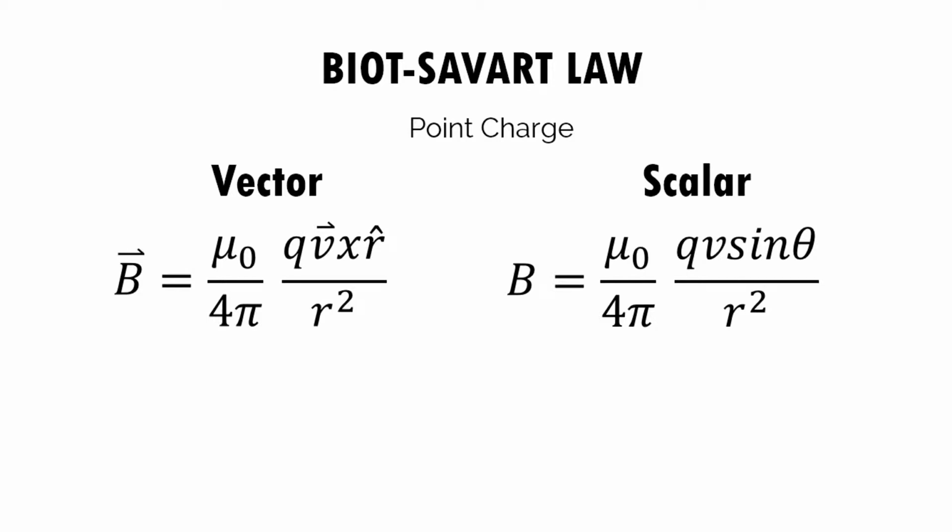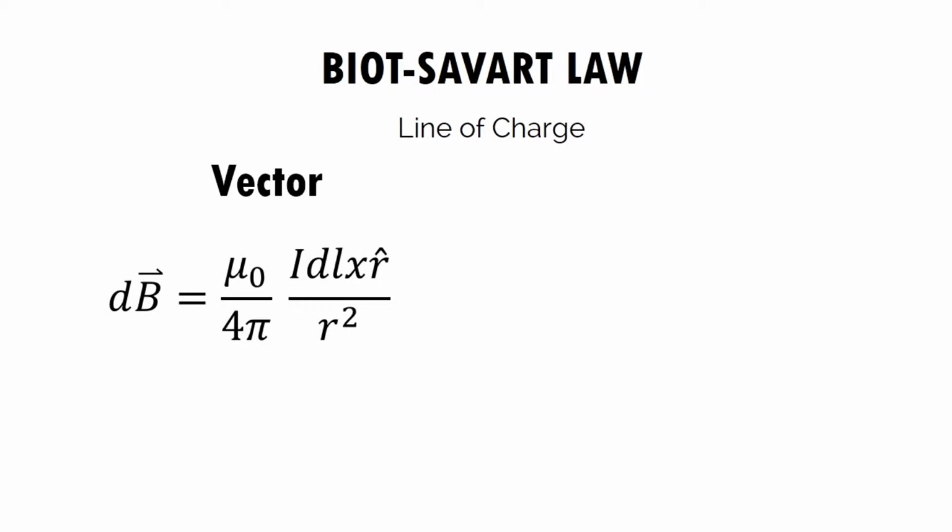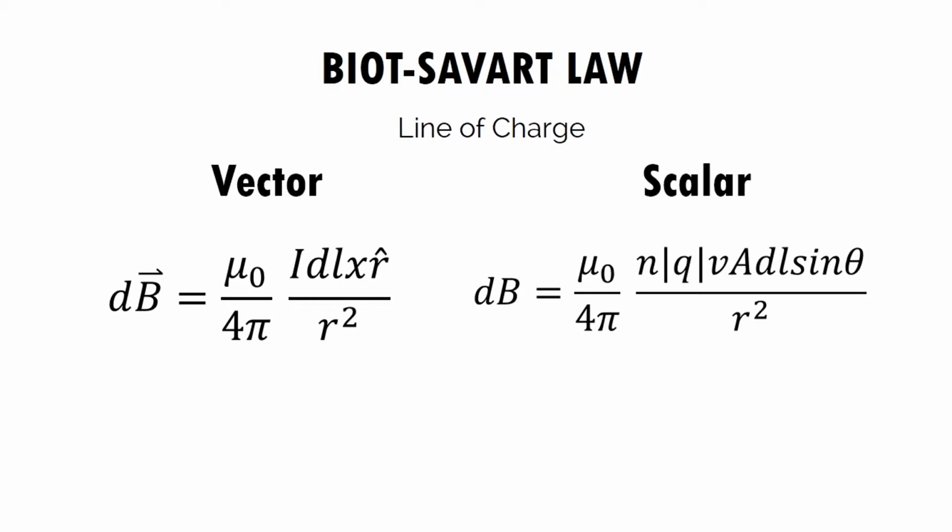Stated also in Biot-Savart law is the formula for the line of charge. For the vector, dB vector equals mu naught over 4 pi times I dL cross multiply to r hat over r squared. While for the scalar, dB equals mu naught over 4 pi multiplied to nqvA dL sine theta over r squared, where the value for mu naught over 4 pi is 1 times 10 to the power of negative 7 T·m/A.